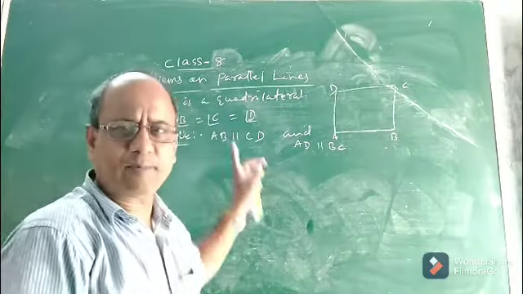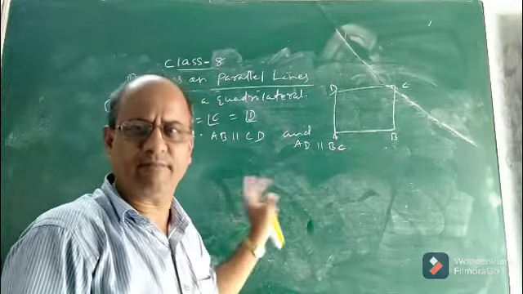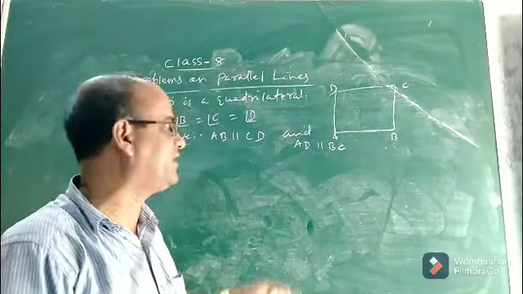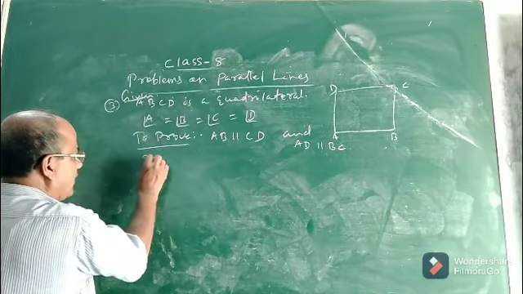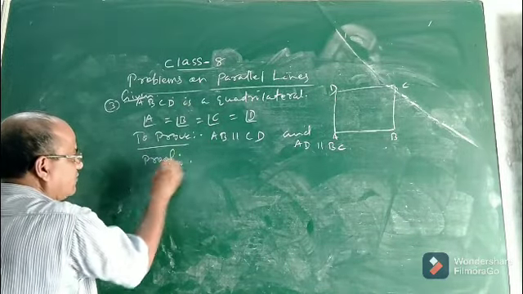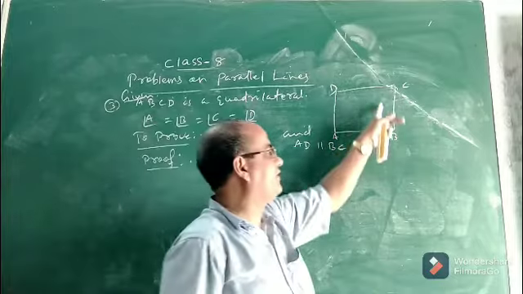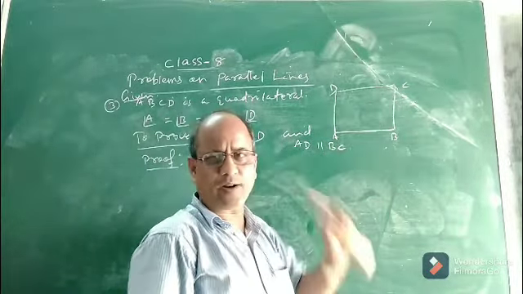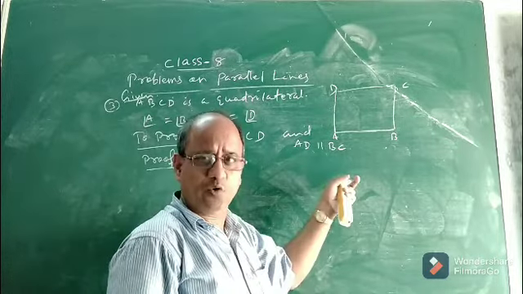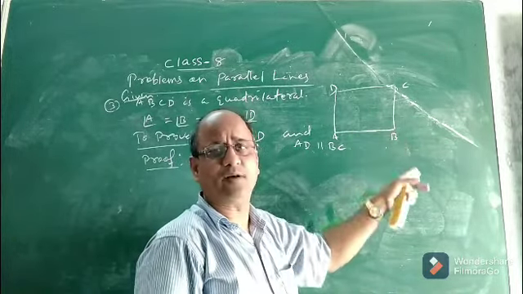See children, this particular question can be proved in many ways. One of the ways I am saying, let us see. So let us come to the proof part. We can prove it in this manner. As we are given all the four angles equal, we can use the angle sum property of a quadrilateral.